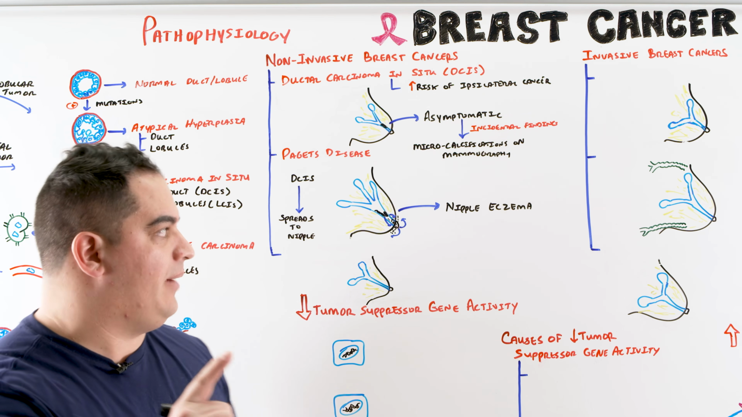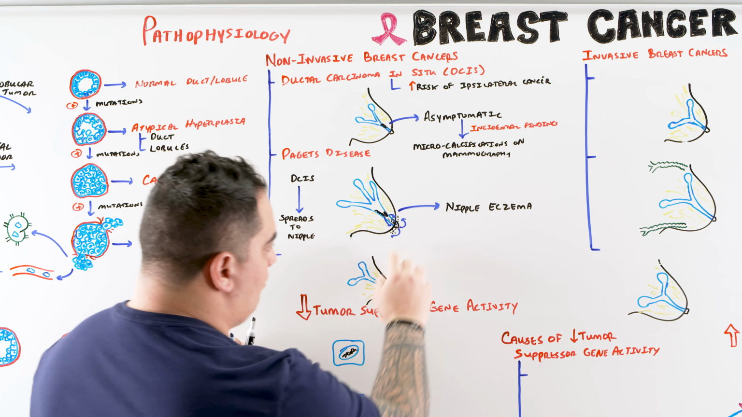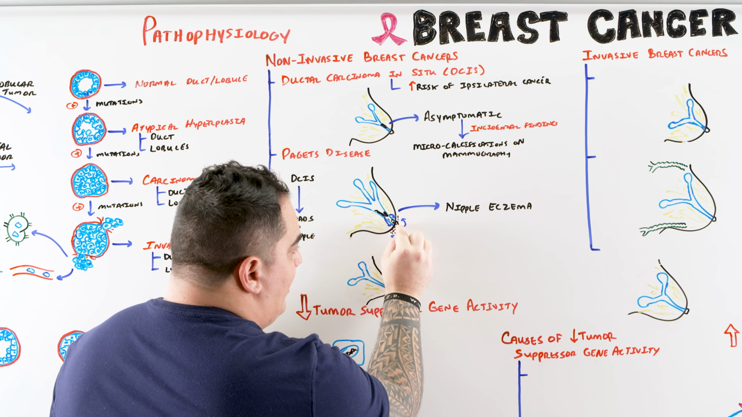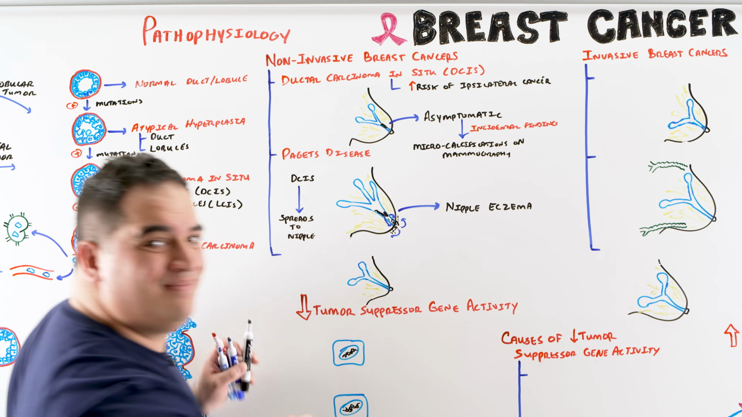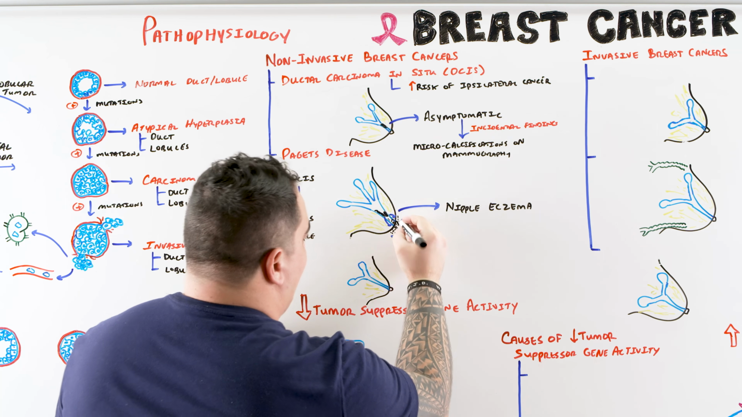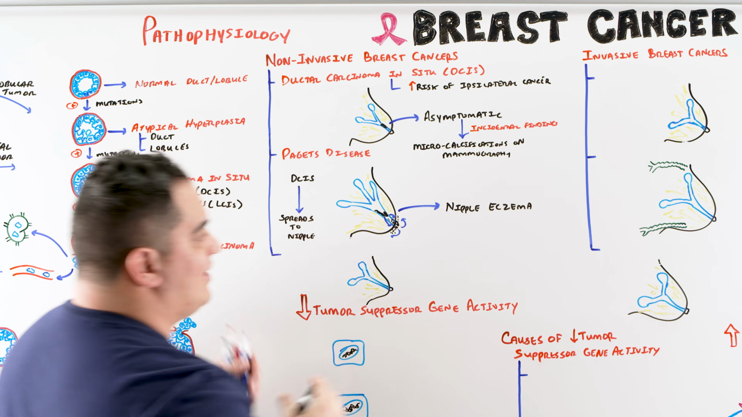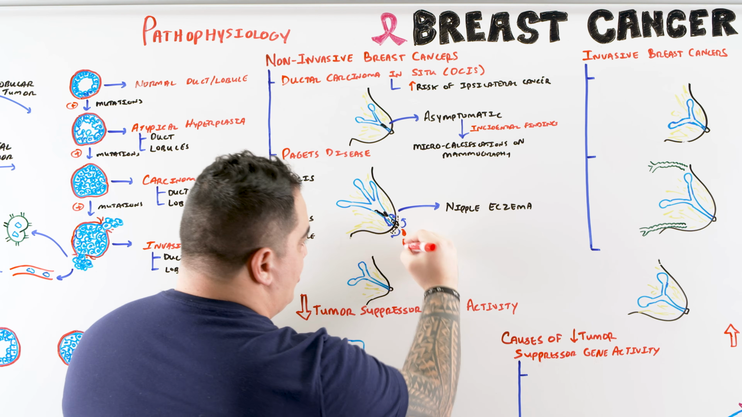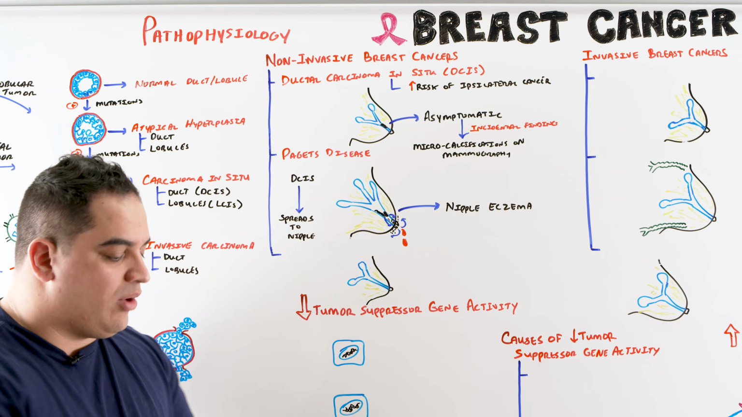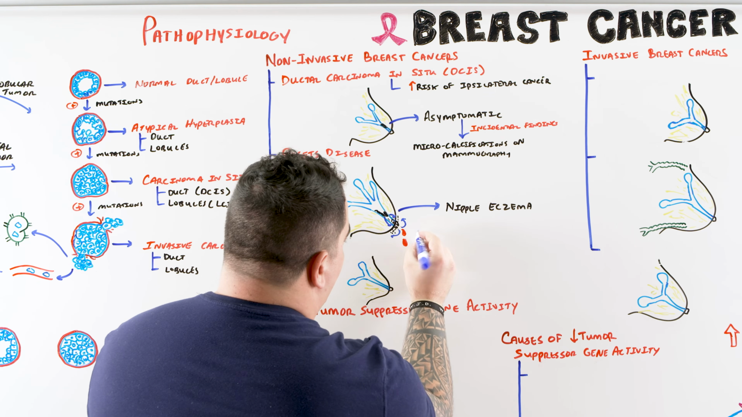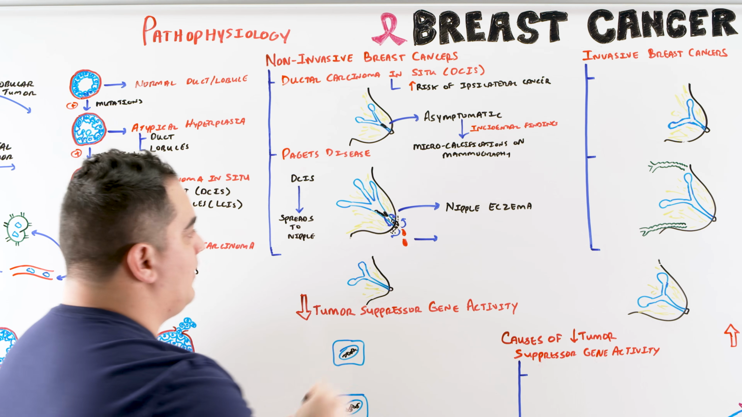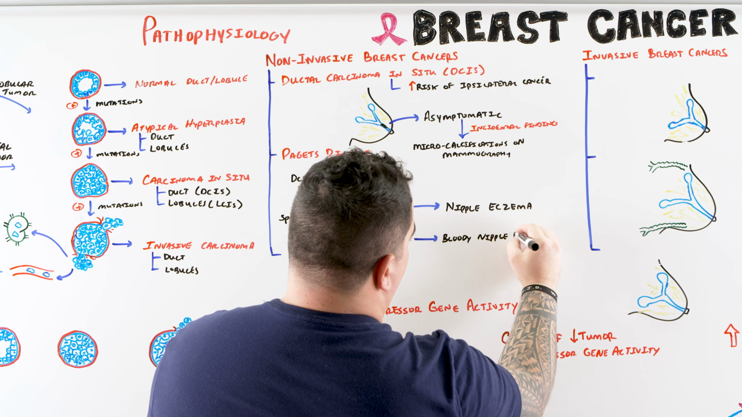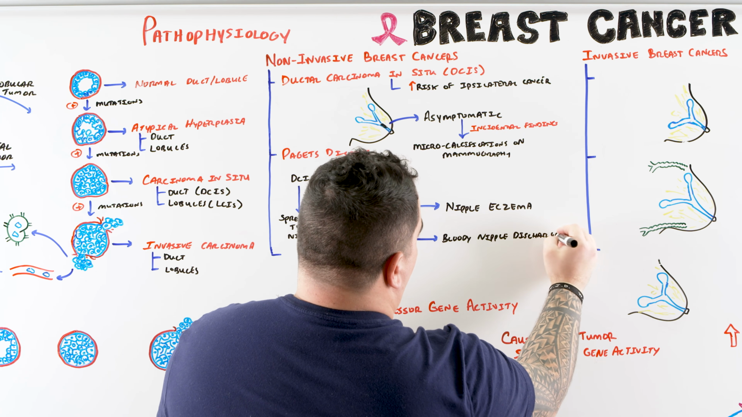Here's another concerning thing. Not only can it cause nipple eczema, but these cells, they may start to ulcerate the nipple. Isn't that sad? It is, man. And so if it does do that, sometimes these patients can also get bloody nipple discharge. That's another thing that you want to watch out for. Bloody nipple discharge. Okay, so we got it.